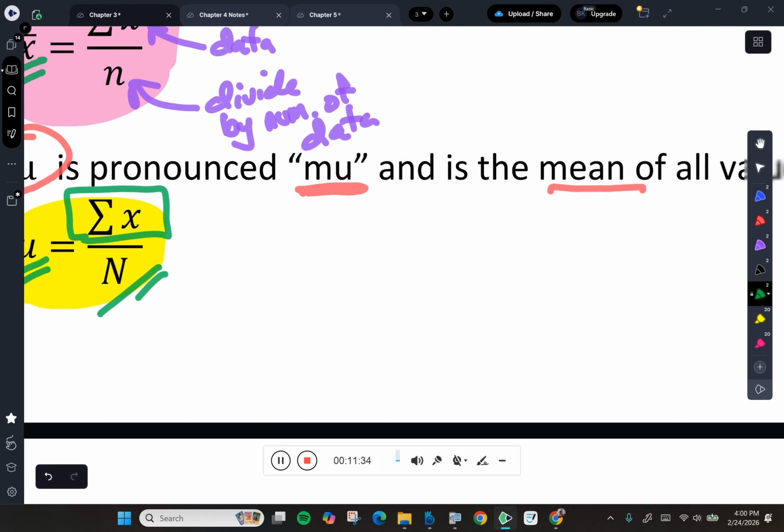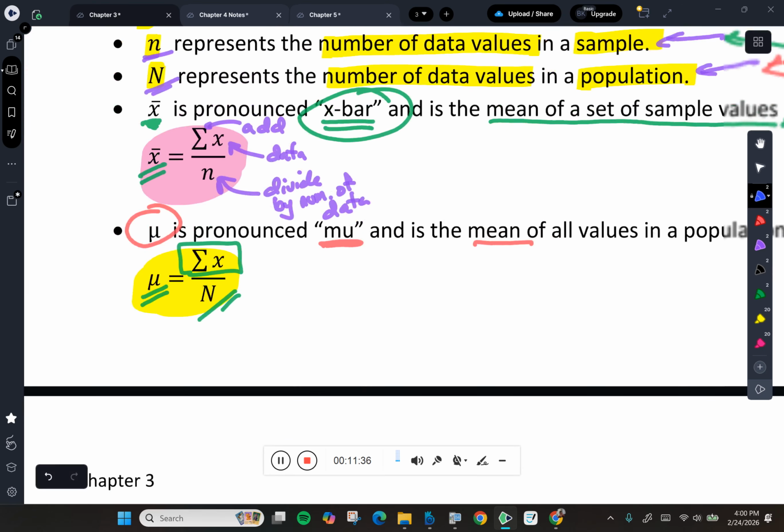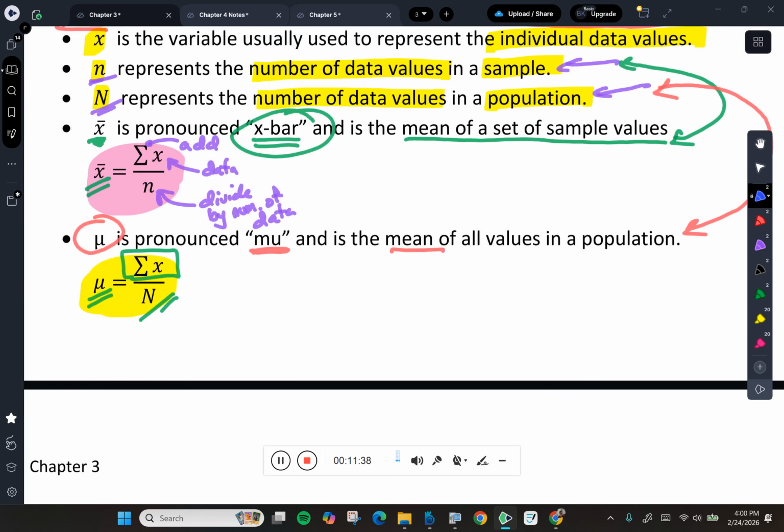And the reason we have two different things is because we want to be able to tell the reader two different things. If I told you that x bar was 43, or if I told you that mu was 43, I'm kind of telling you the same thing, but not. I'm telling you the mean is 43 both times, but over here on the left, I'm telling you the mean is 43, but it's the mean of a sample.